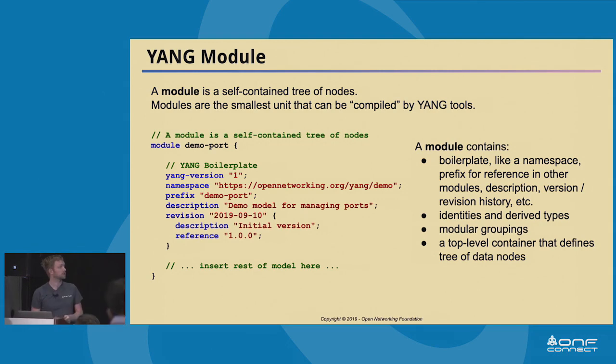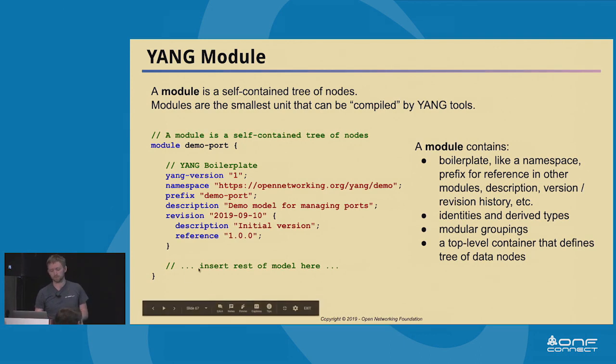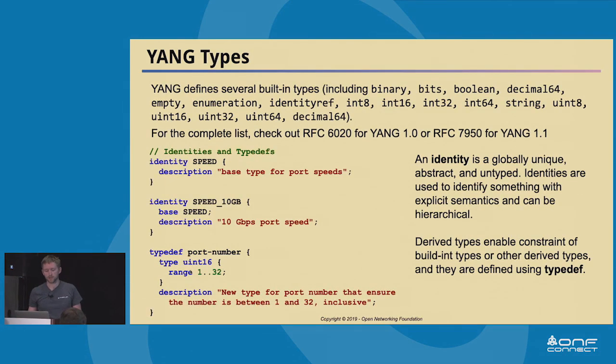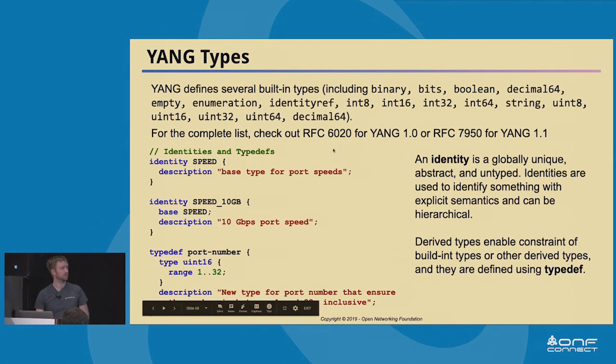A module is going to contain some boilerplate, things like the Yang version that was used, a namespace, a prefix used in case it is imported somewhere else, a description, and a revision history. It's also going to have a bunch of other stuff that's going to define the rest of the structure. In Yang, we have a number of types. There's a bunch of built-in types: the standard binary, bits, booleans, int types, uint types, strings. These are common to most programming languages. If you're interested in the whole list, there's an RFC that defines this for Yang 1.0 and 1.1.